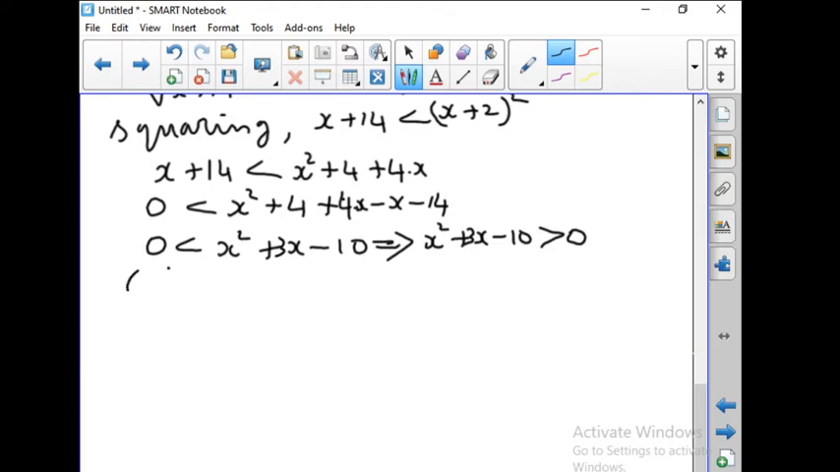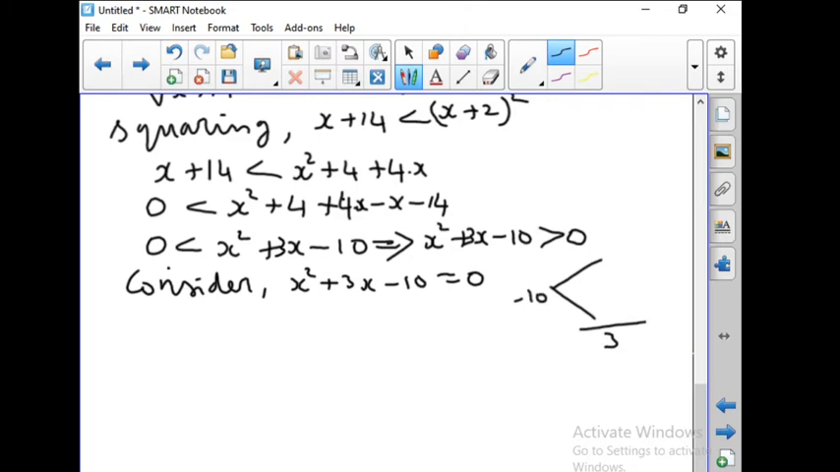So, now consider x² + 3x - 10 is equal to 0. So what is the product? Product is -10 and sum is 3. So what are the two numbers?